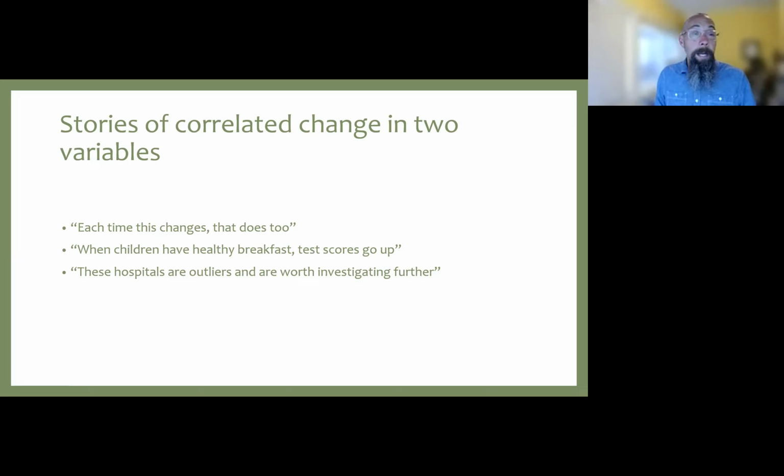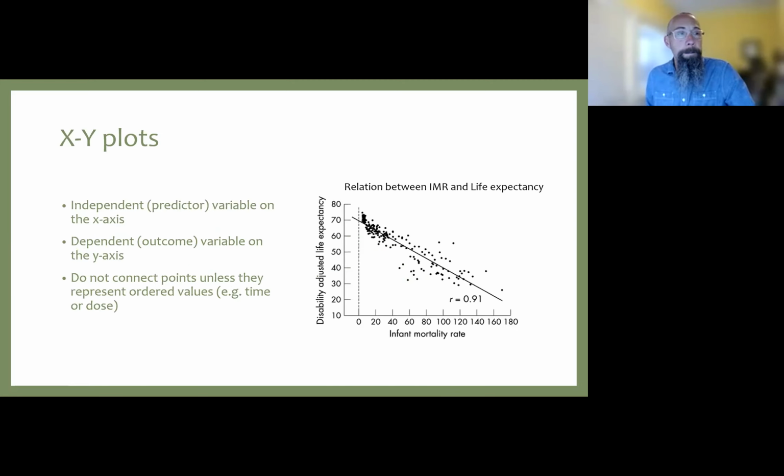Or when children have a healthy breakfast, their test scores go up. Or these hospitals are outliers and are worth investigating further. That would be an example where maybe everybody's along the line and these particular hospitals are outside of the cloud of dots. And so we're interested in why are they performing differently. So we can tell a lot of stories with correlated change in variables.